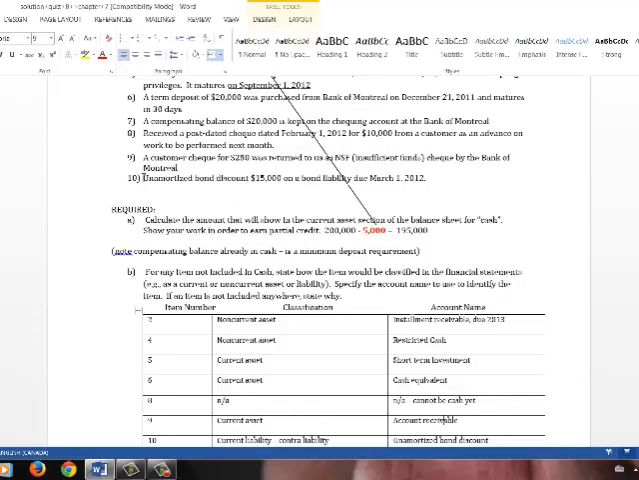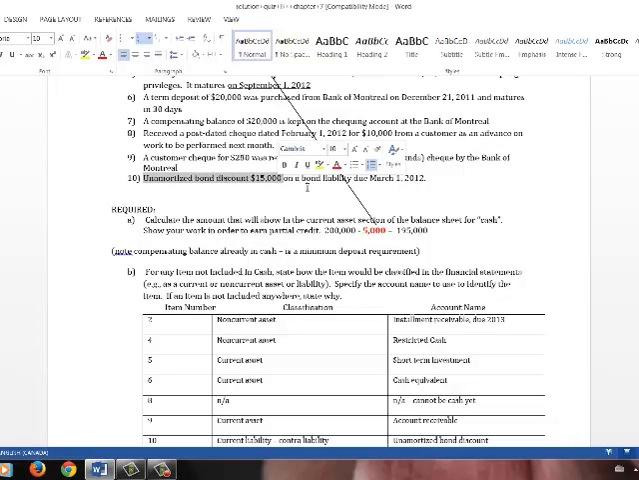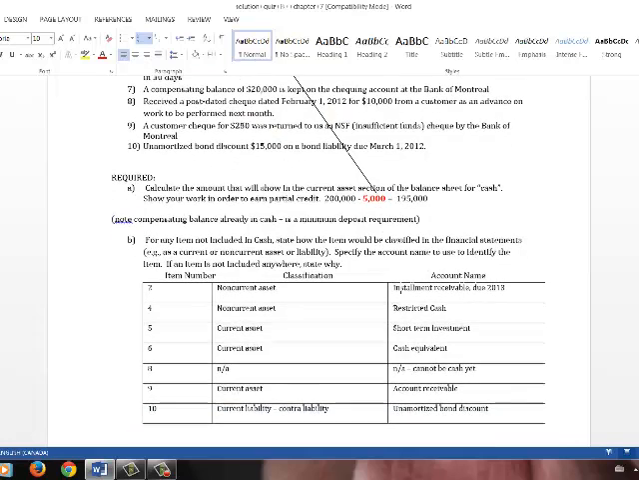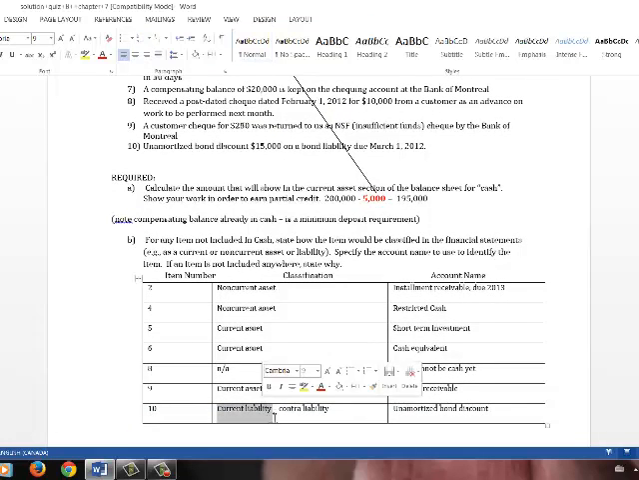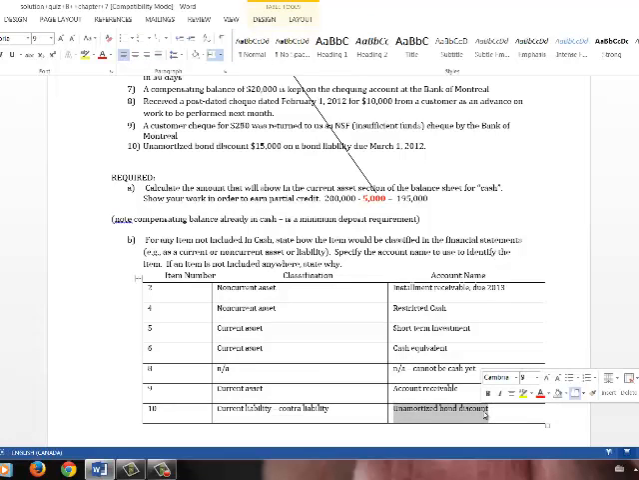And for this last item, we have an unamortized bond discount on a bond liability that's due March the 1st, 2012. Well, don't forget the unamortized bond discount. It's attached to a bond liability due March the 1st, 2012, so a liability is a debt. So the unamortized bond discount is attached to the bond liability, so you can set it up as a current liability, specifically a contra liability, as an unamortized bond discount, but it's certainly not a current asset, right?